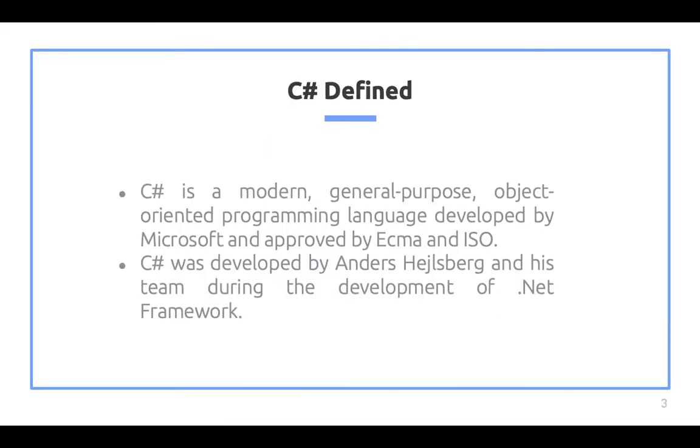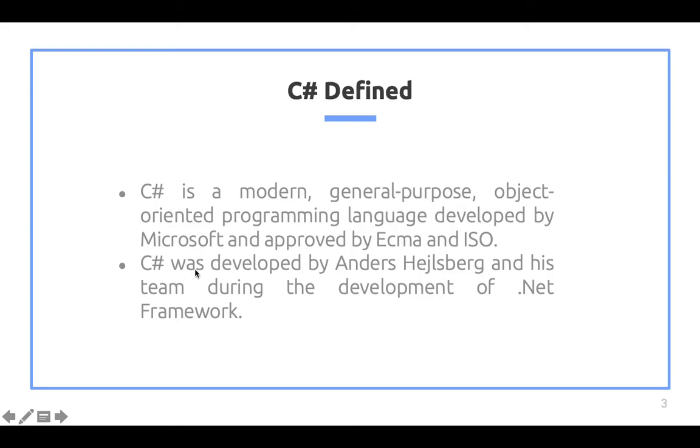So first, we have a brief history of the C Sharp language. C Sharp is a modern general purpose object-oriented programming language developed by Microsoft and approved by ECMA and ISO. When we say general purpose object-oriented programming language, C Sharp is an example of a high-level language which revolves around the concept of objects as the basic element of your program.